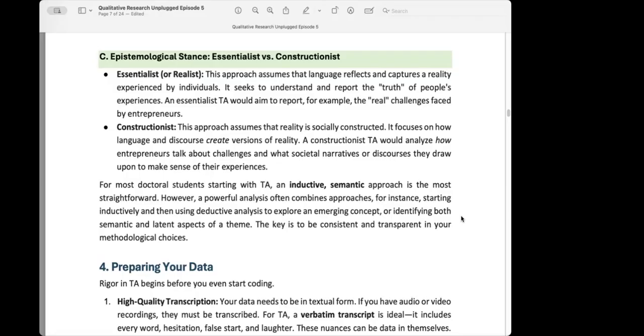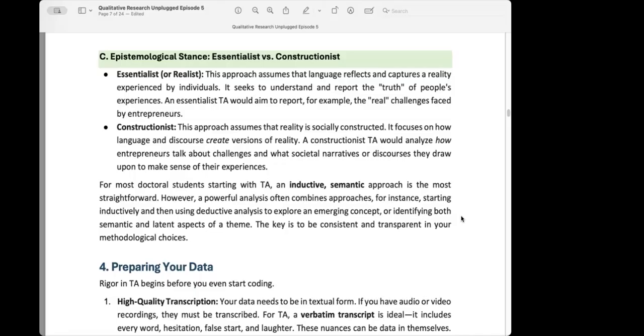Let's clarify. Let's try. An essentialist approach, sometimes called a realist approach, basically assumes that language directly reflects and captures an objective reality that is experienced by individuals. If you take this stance, your thematic analysis aims to understand and report the truth of those experiences as they perceive and articulate them. An essentialist TA would aim to report, for example, the real challenges faced by entrepreneurs, believing that their words give you direct access to those objective challenges that exist out there. It seeks to uncover truths that exist independently of your interpretation as a researcher. So language is a window onto reality.